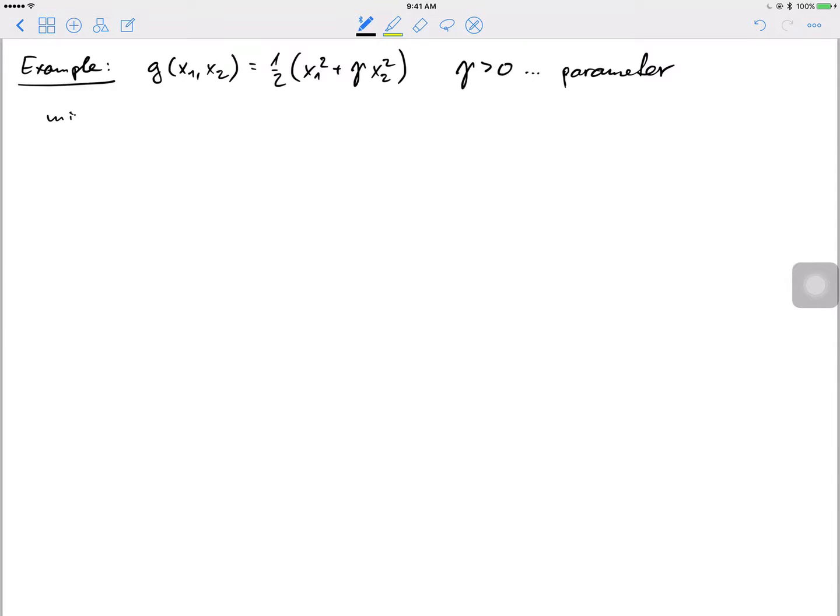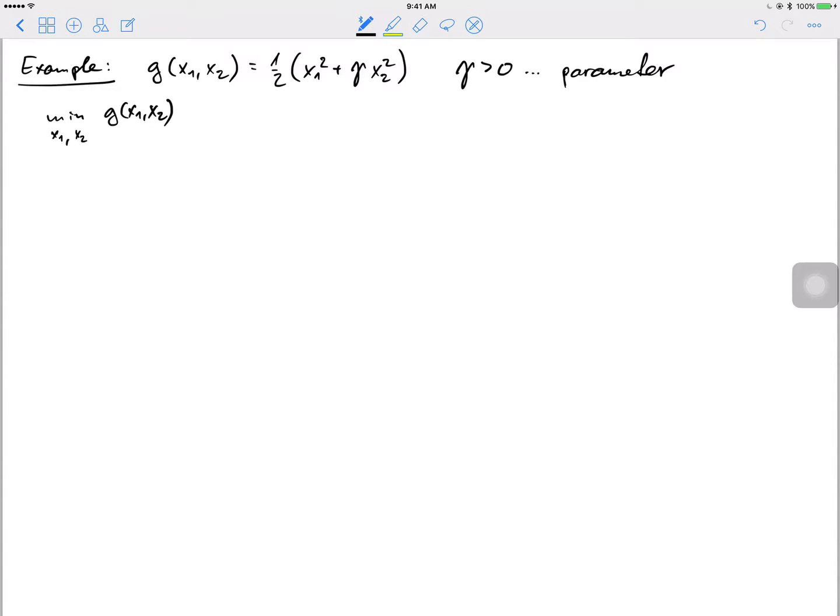Now the task is to minimize this function, just a function of two variables, right? Quite simple. This is, of course, just an academic textbook kind of example, right?